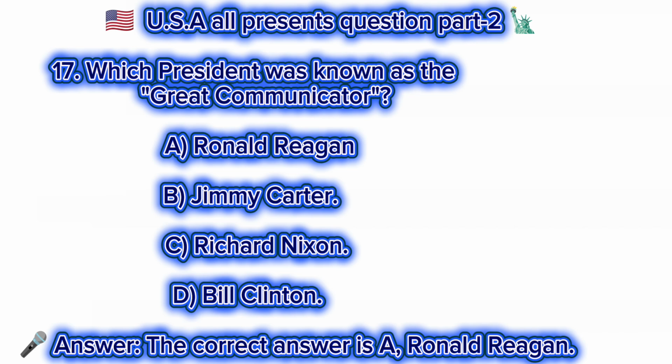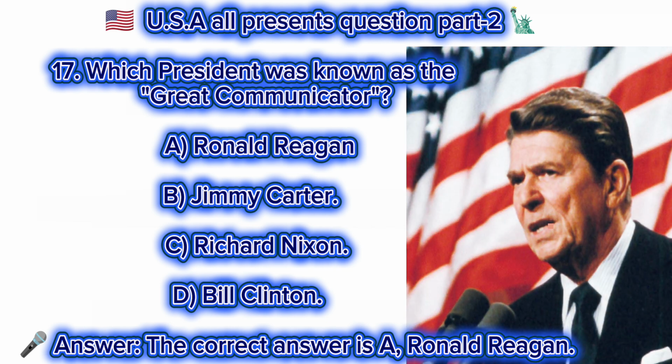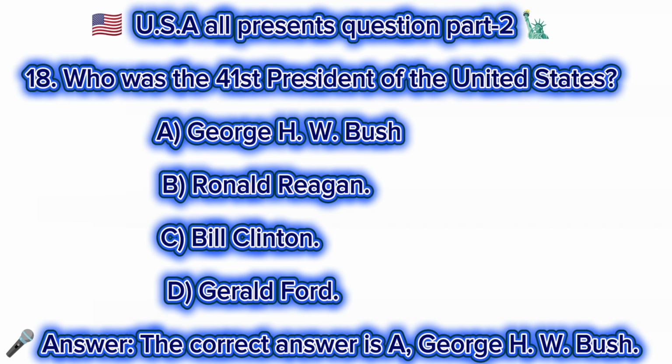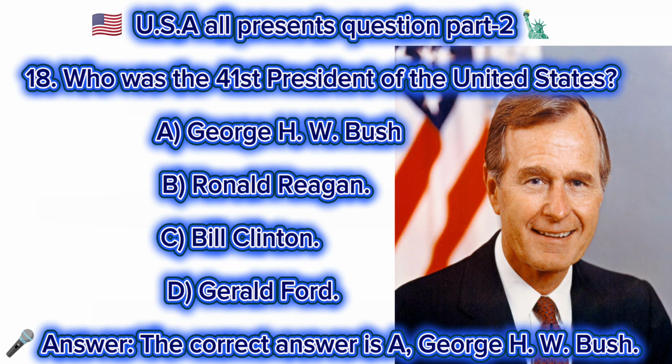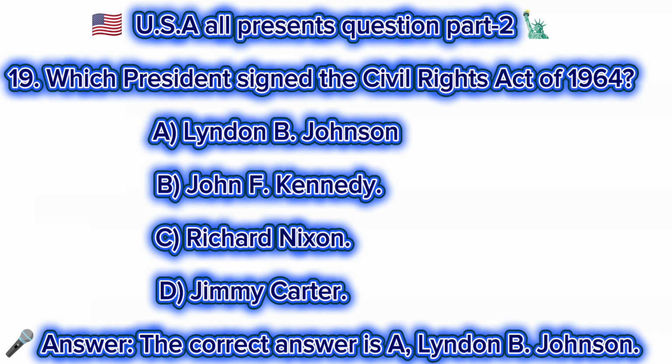17. Which president was known as the Great Communicator? A. Ronald Reagan. B. Jimmy Carter. C. Richard Nixon. D. Bill Clinton. Answer. The correct answer is A. Ronald Reagan. 18. Who was the 41st President of the United States? A. George H.W. Bush. B. Ronald Reagan. C. Bill Clinton. D. Gerald Ford. Answer. The correct answer is A. George H.W. Bush.